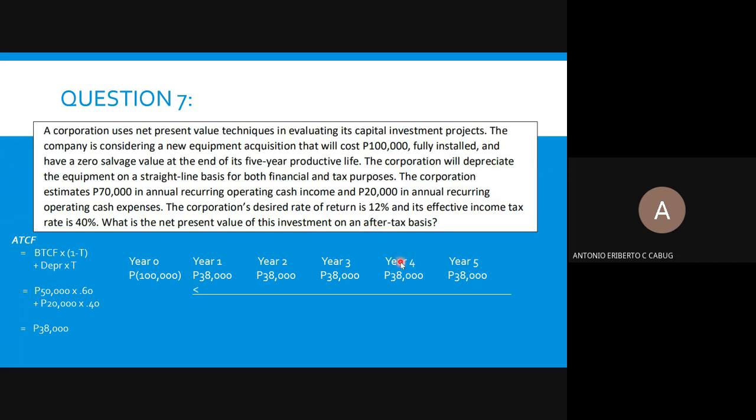You will have 3.6048. Multiply it by 38,000. The value of the project is 136,982. 136,982 minus 100,000, you have 36,982. The correct answer is 36,982. Yun yung net present value niya. Clear?